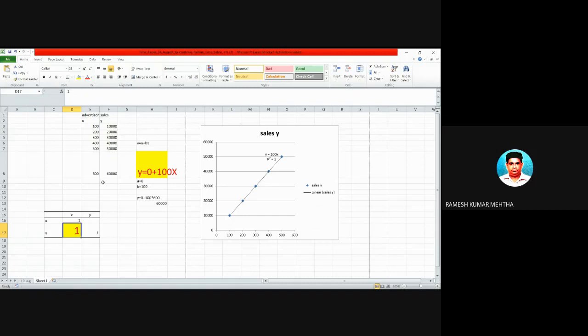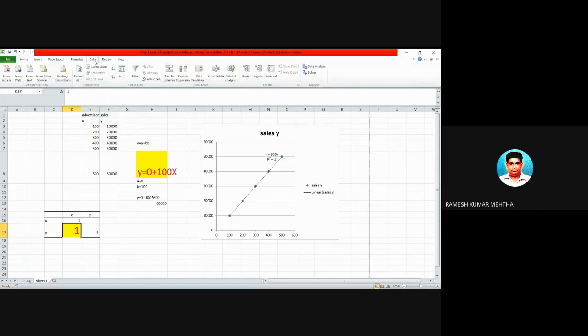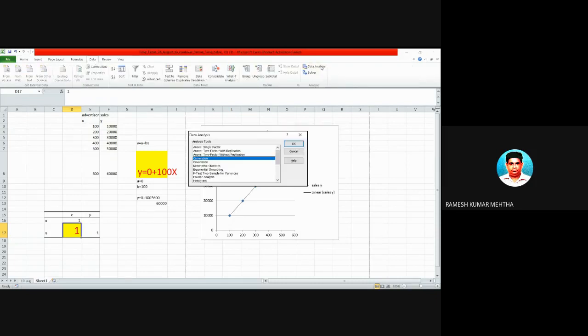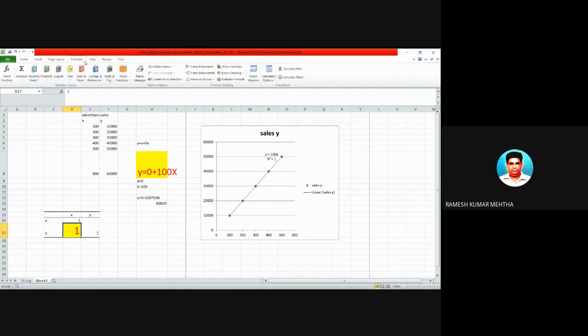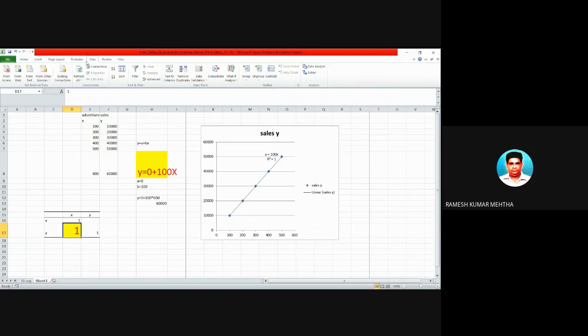So you got correlation. You can do correlation like this. Now today we are going to talk about regression. How do we do regression? Again, go to data. Now go to data analysis. Again I'm repeating: file, home, insert, page, formulas and data. You click on data and go to the extreme right, and here you will come to know there is a tool called data analysis.